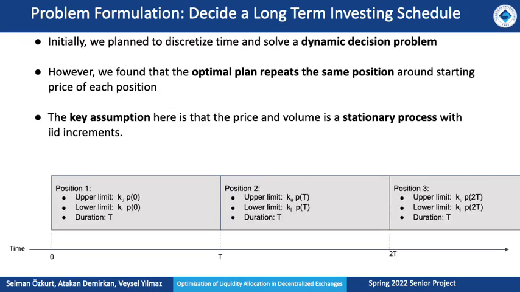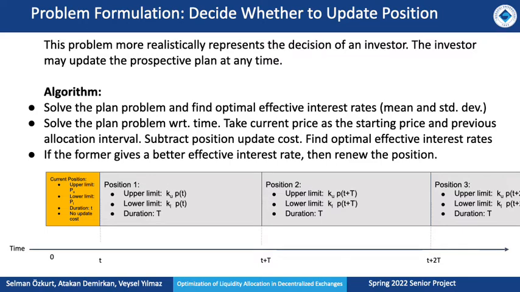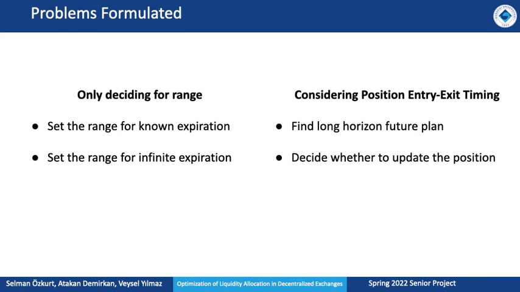The best foreseeable plan, assuming the market processes are stationary, is to repeat positions with the same intervals around the last price for the same durations. A more natural problem is concerned with whether the position should be updated at any given time or not. Such a problem is also modeled in this project. These were the decision problems formulated.